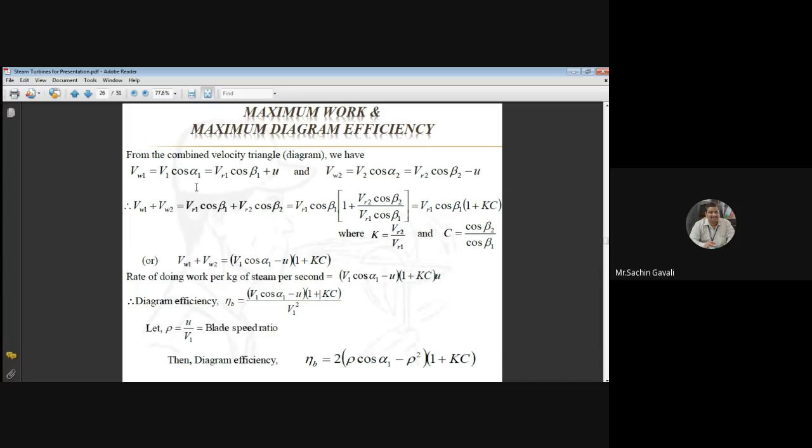In our diagram, VW1 and VW2 are going in the opposite direction. Therefore VW1 is equal to VR1 cos beta 1 plus U, and VW2 is equal to V2 cos alpha 2, which is equal to VR2 cos beta 2 minus U. So this trigonometry we have to use.